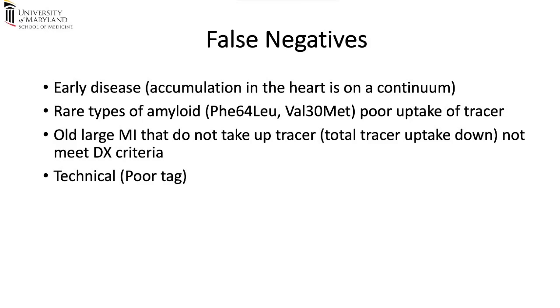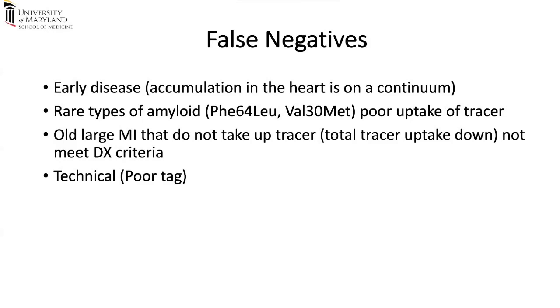The other type is rare types of amyloid. I throw these other genetic forms up there. Remember, there are over 120 different genetic forms. These don't take up tracer as much as ATTR, the kind we're looking for. They take up a little bit of tracer, so we can easily miss a diagnosis, having a false negative. A large previous myocardial infarction may not take up tracer, so the total tracer in the heart is down, and it doesn't meet diagnostic criteria.